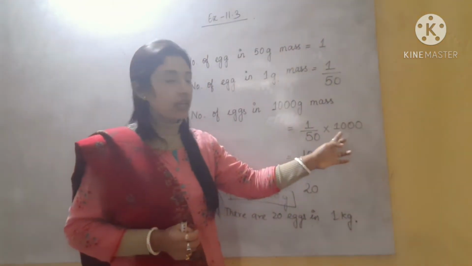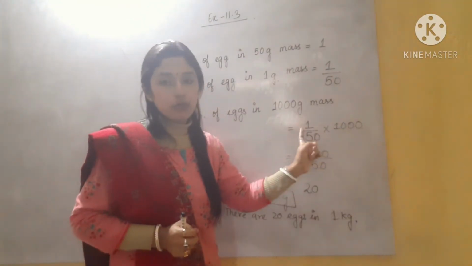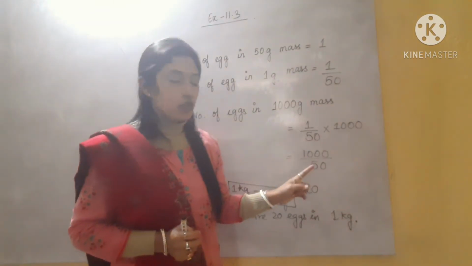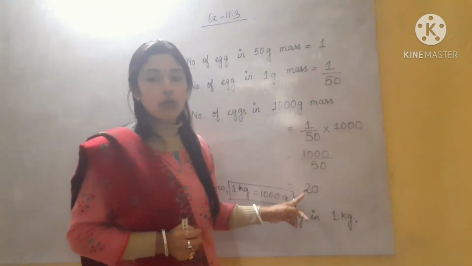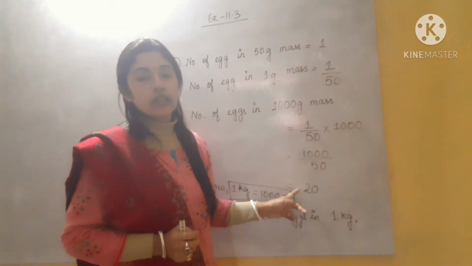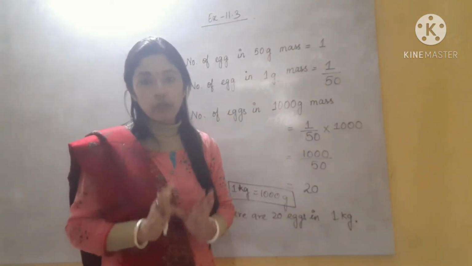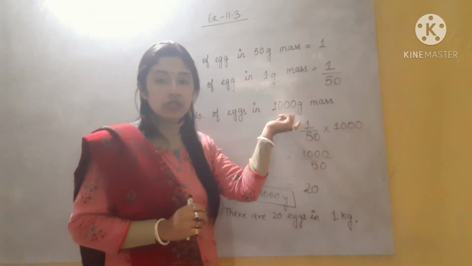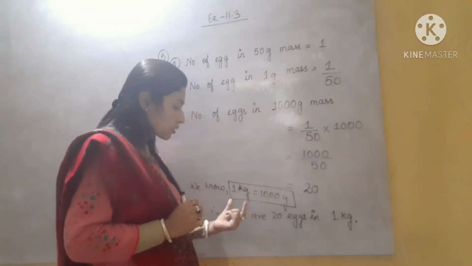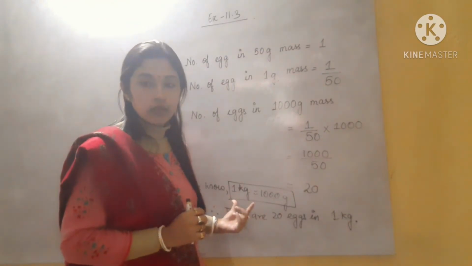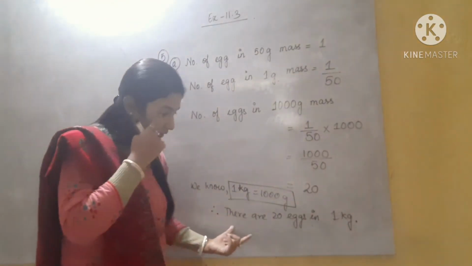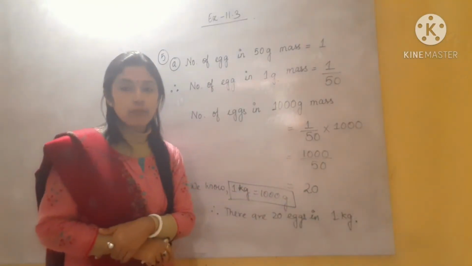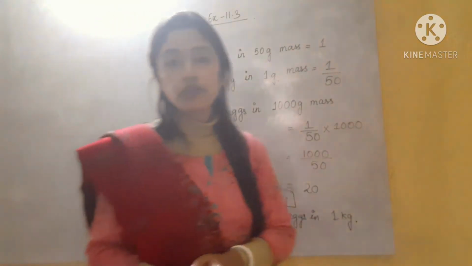This is a fraction and this is a whole number. We know how to multiply it. First we multiply the numerator, so this will be 1000 and it will be divided by 50. So 1000 divided by 50 will be 20. That means there will be 20 eggs in 1000 gram mass. And 1000 gram mass is equal to 1 kg. So there are 20 eggs in 1 kg. This was the answer of this question.